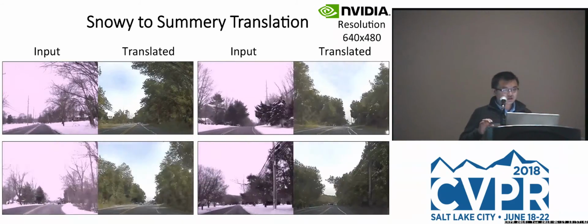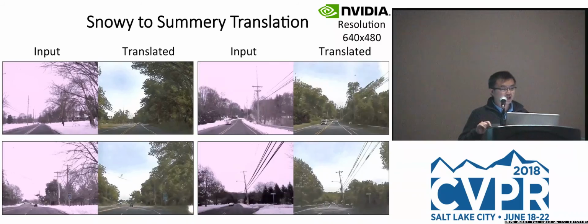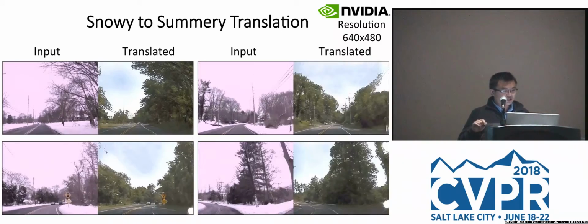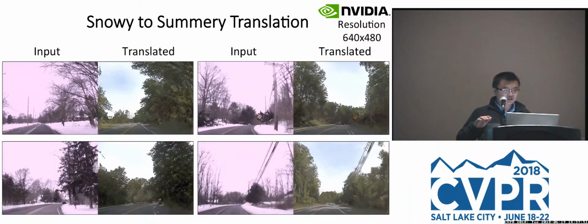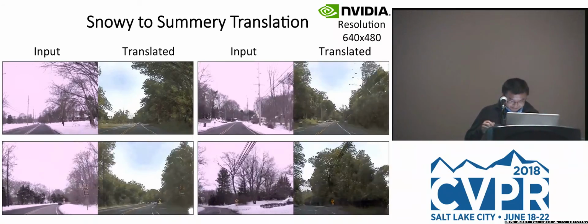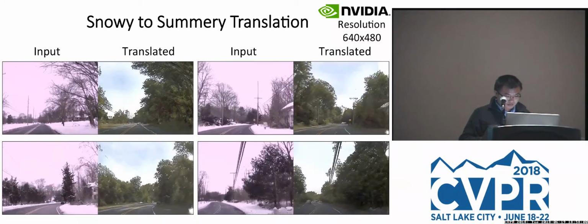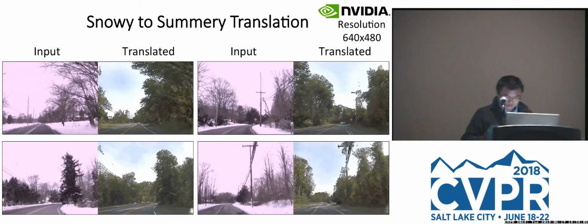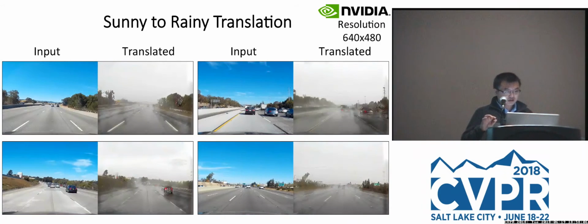So here's another example where we translate wintertime images to summertime images. You can see that we remove the snow, replace snow with grass, and add tree leaves back to the trees. And here's an example of sunny day to rainy day translation. You can see that the output kind of simulates water on the road surfaces and makes the blue sky kind of cloudy.